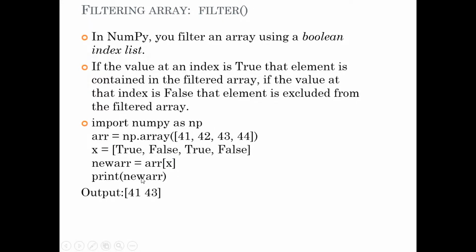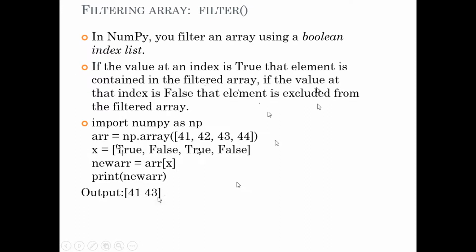So when we print the new array, we will get 41 and 43. The reason is we only have true at the 0th index, that is 41, which appears in the output, and the third value, 43, whose index number is 2, which appears in the output. That's what we saw in terms of how we filter. In the explanation, if the value at the index is true, the element is contained in the filtered array. If the value at the index is false, then the element is excluded, that means ignored from the list.